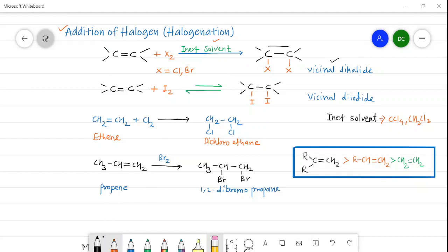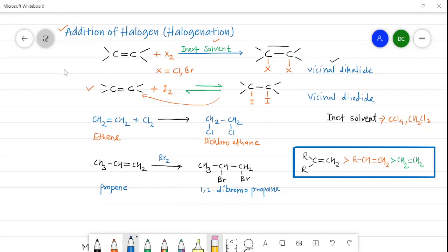Now see the reaction of alkene with iodine. A similar reaction is there. We get a vicinal diiodide, but see this arrow. It is the equilibrium arrow, and the equilibrium is shifted towards the reactant side. It means that whatever product is formed, vicinal diiodide, gets converted back to the reactant. So actually we can't get a high yield of vicinal diiodide. This is the case of iodine.